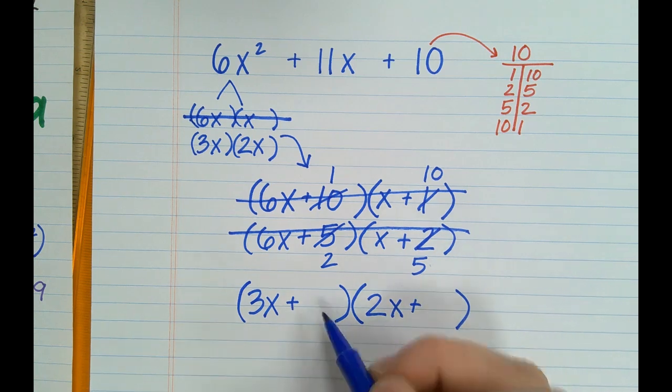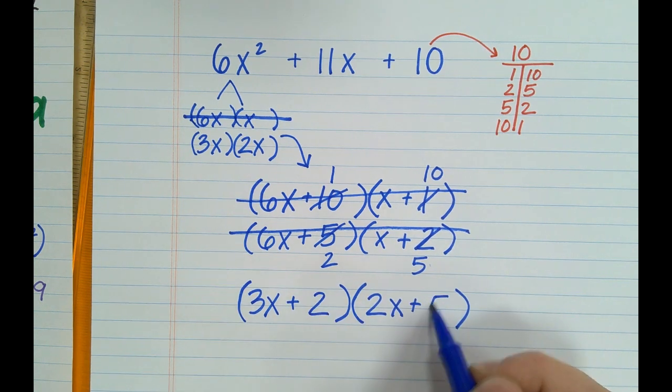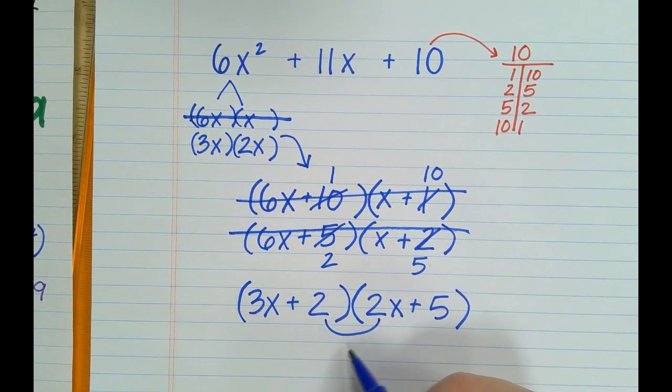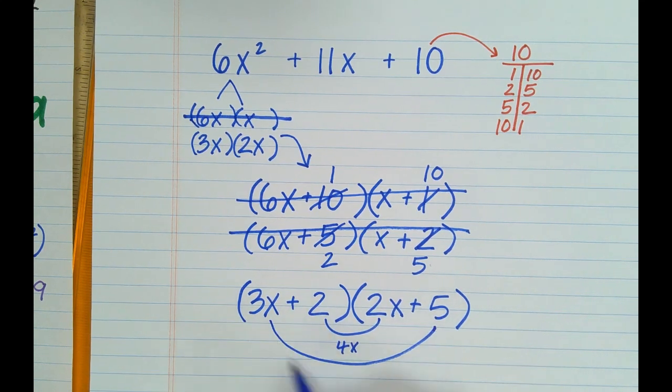2 and 5? Let's try it. 2 times 2x is 4x. 3x times 5 is 15x. It's too big. Doesn't work.